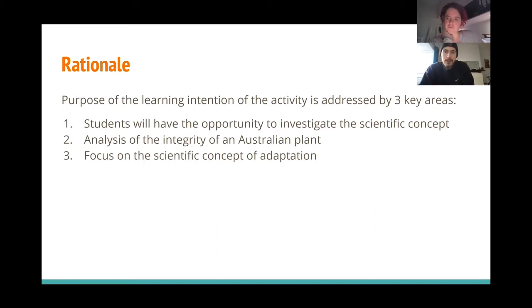So the learning intention highlights three key areas of knowledge that we would like to address during the activity. Firstly, the students will have the opportunity to investigate the scientific concept. This strongly links with the Victorian curriculum under the substrand questioning and predicting, as it explains the role students will take in their investigation. The students are asked to make predictions based off the knowledge learned prior to their hands-on activity. The second area addressed in the learning intention analyzes the integrity of native Australian plants, whilst the third area addressed focuses on the scientific concept of adaptation.